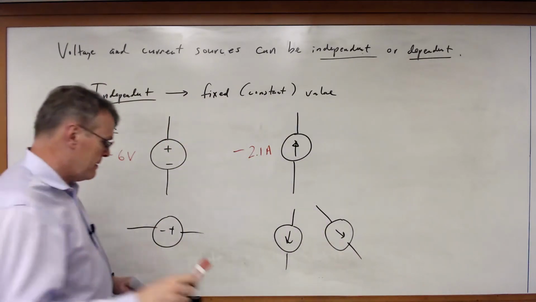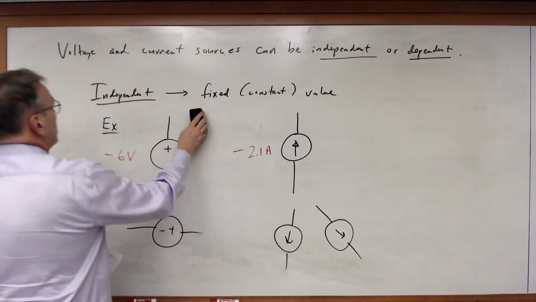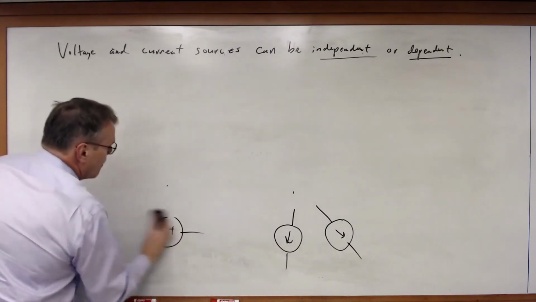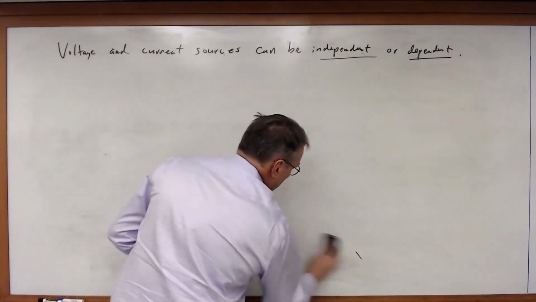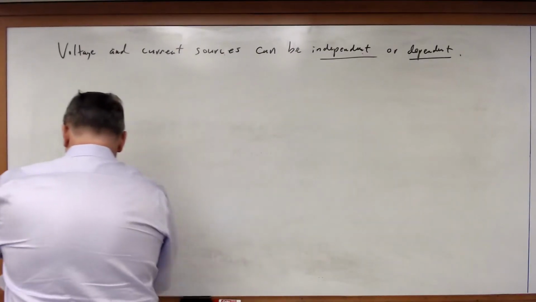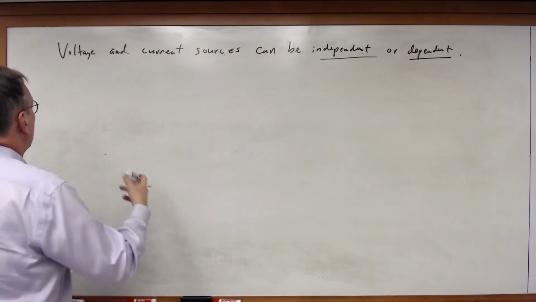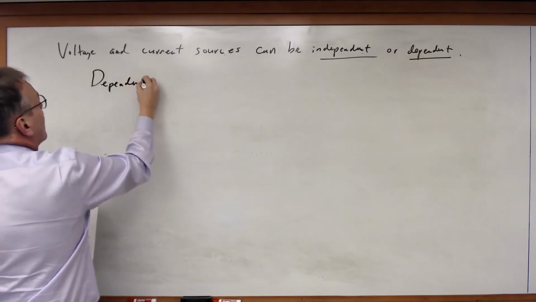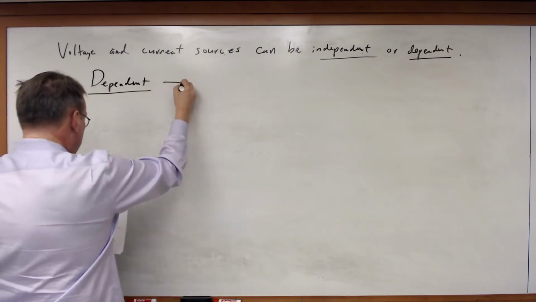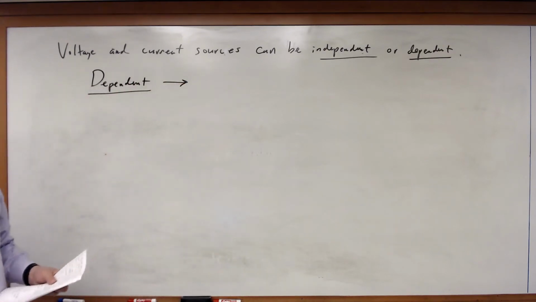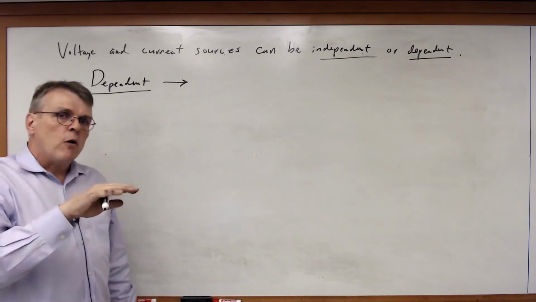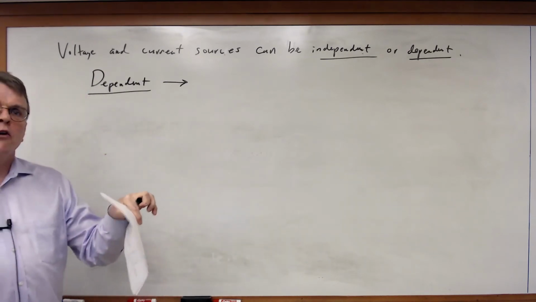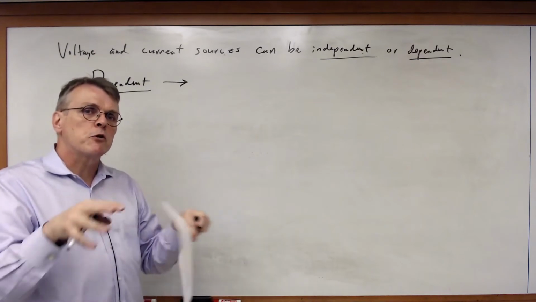Then we have dependent sources. A dependent source means that the voltage or current of that source is a function of some other quantity, some other voltage or current in the circuit.